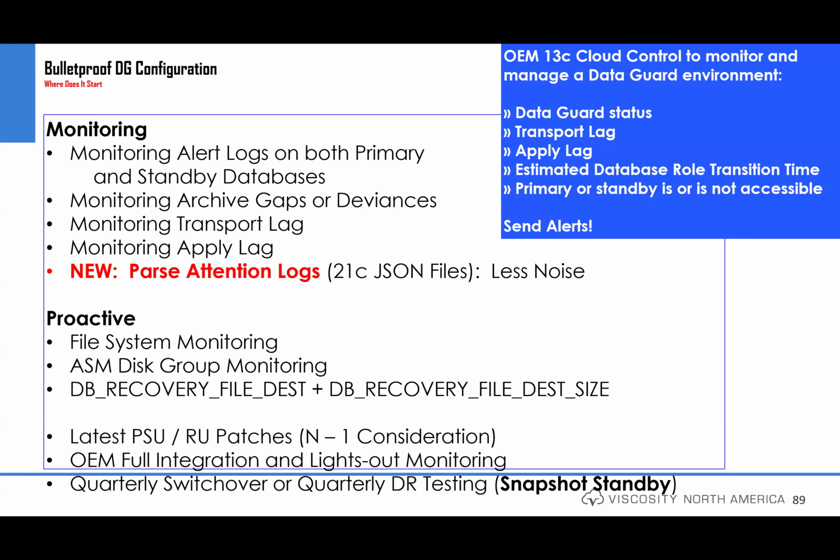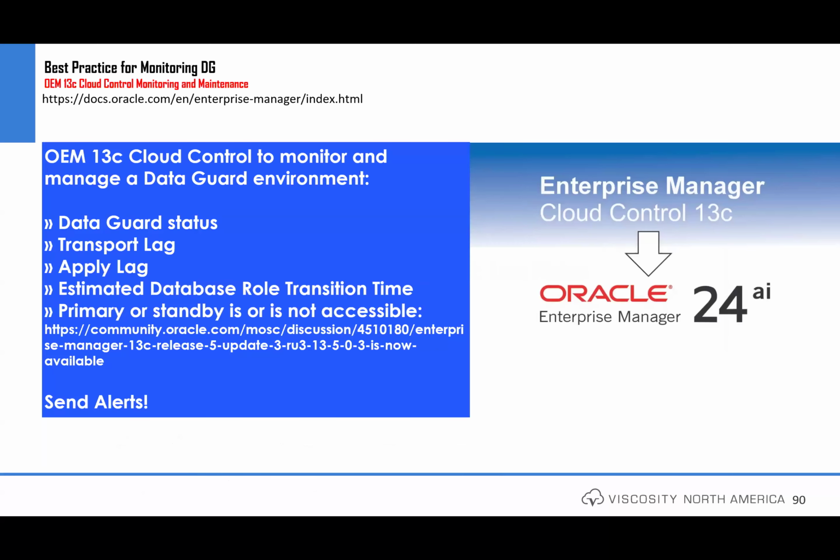Definitely participate in quarterly or annual, biannual DR testing. OEM is now at 24ai. And with OEM, once you set up Data Guard to be monitored, you get the Data Guard status, you get the apply lag, you get lots of nice GUI screens for charts. And then obviously, you could even do role transitions with OEM.